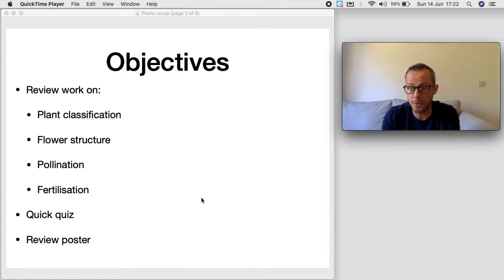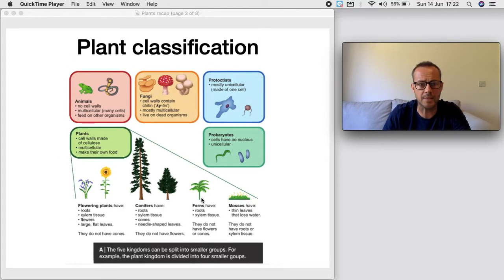Then you're going to have a go at doing a quick quiz. That quick quiz is up as an assignment. It's a Google sheet, so you should just be able to fill it in and it will mark it all automatically and give me the feedback so I'll know where your understanding is so far. And I'm also going to ask you to do a review poster, which I'll explain more at the end of the video. So if we start off with plant classification.